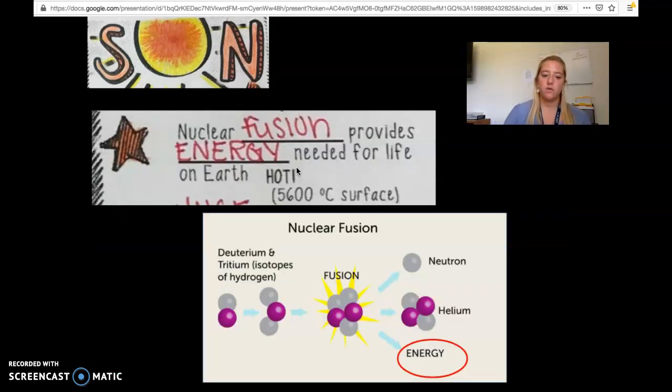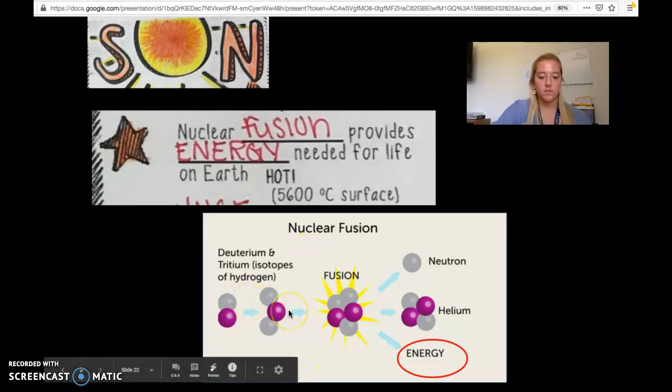Nuclear energy, or fusion, provides the energy needed for life on Earth. Fusion is what causes the brightness and light from the sun, the energy. We're going to talk about it in depth tomorrow. We're going to have a lot of fun. I love teaching about fusion versus fission. When fusion happens, 2 molecules come together, they fuse, and they release 1, a neutron, and 2, a lot of energy. We'll talk about it more tomorrow.